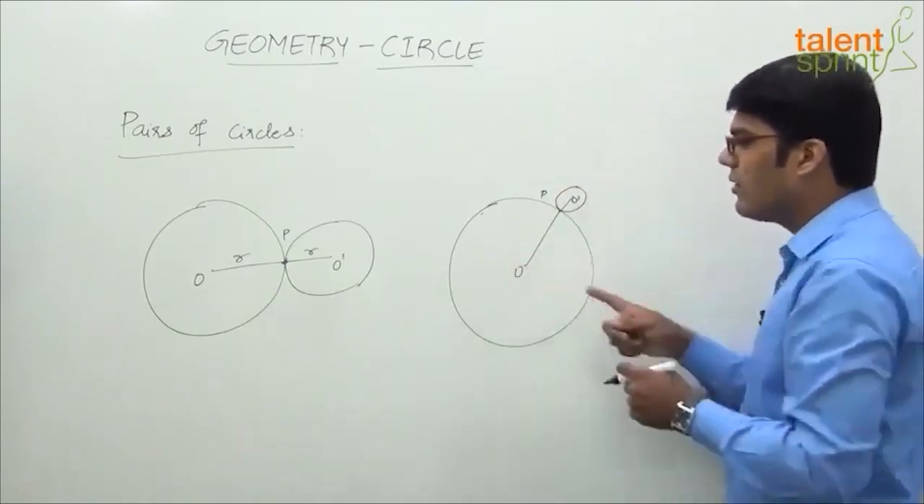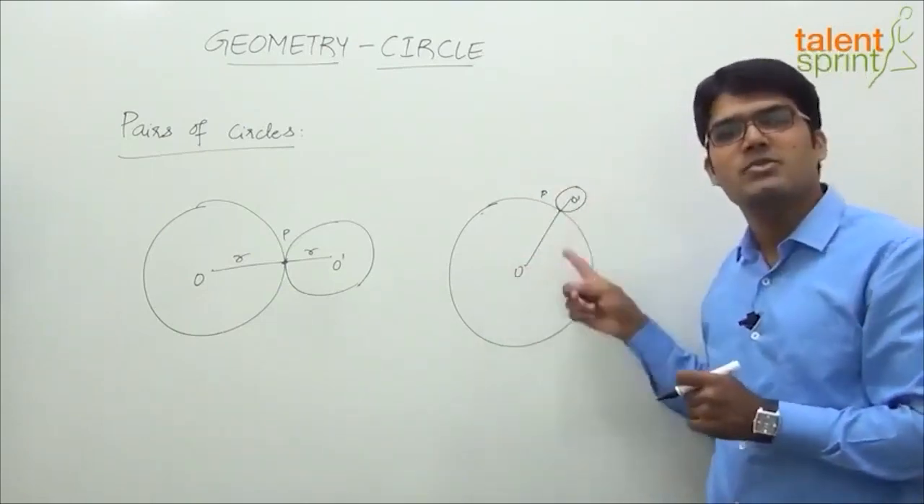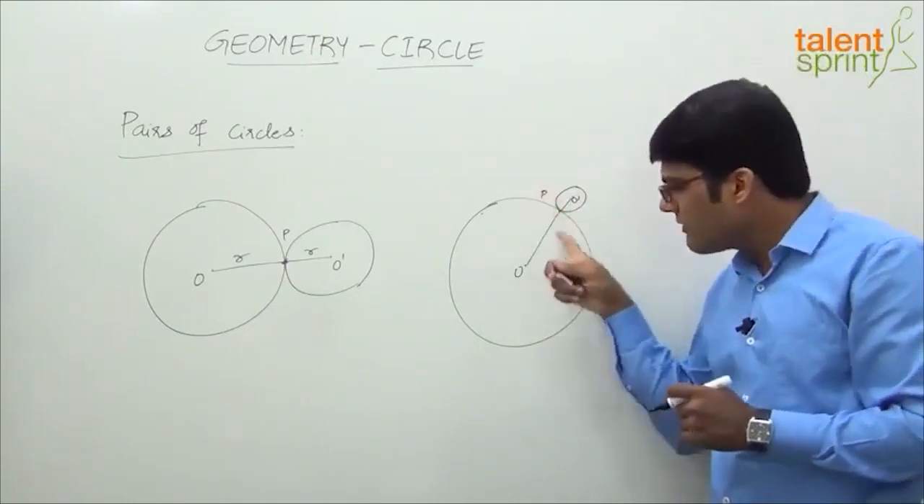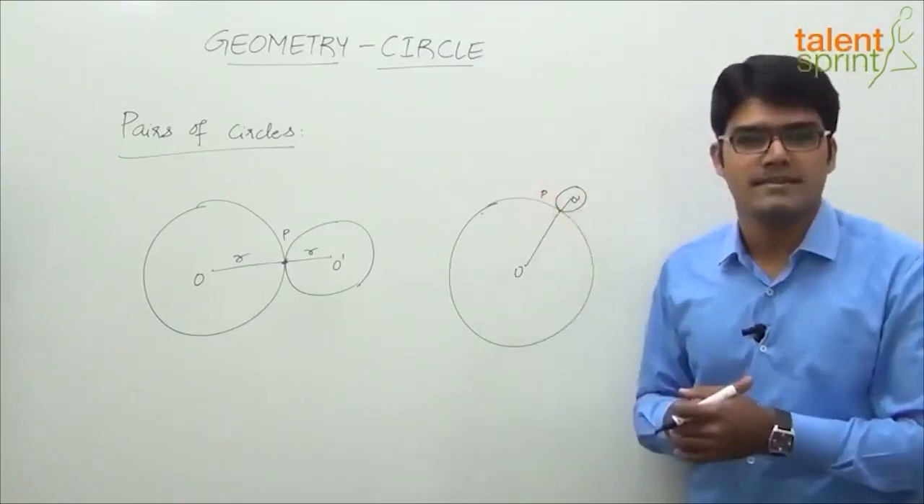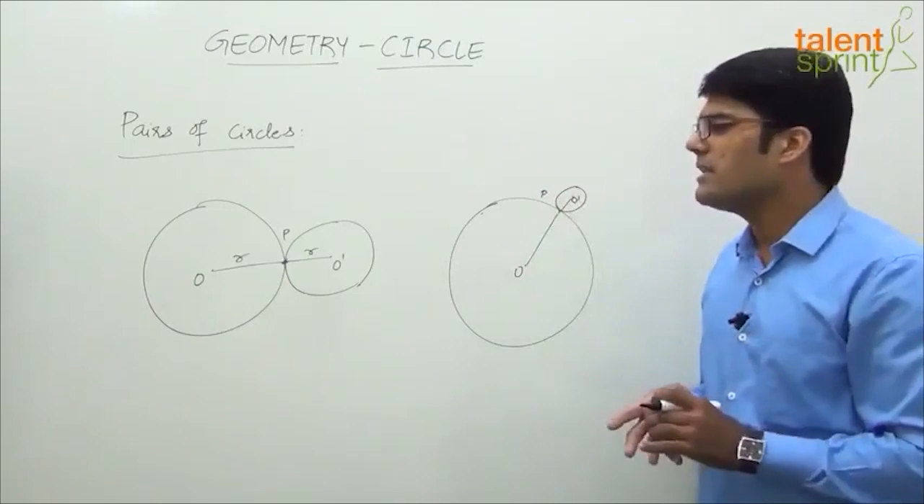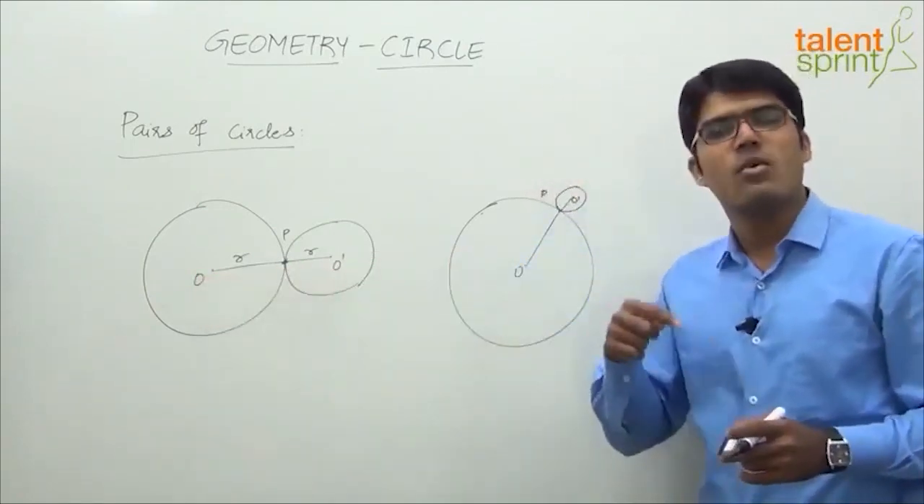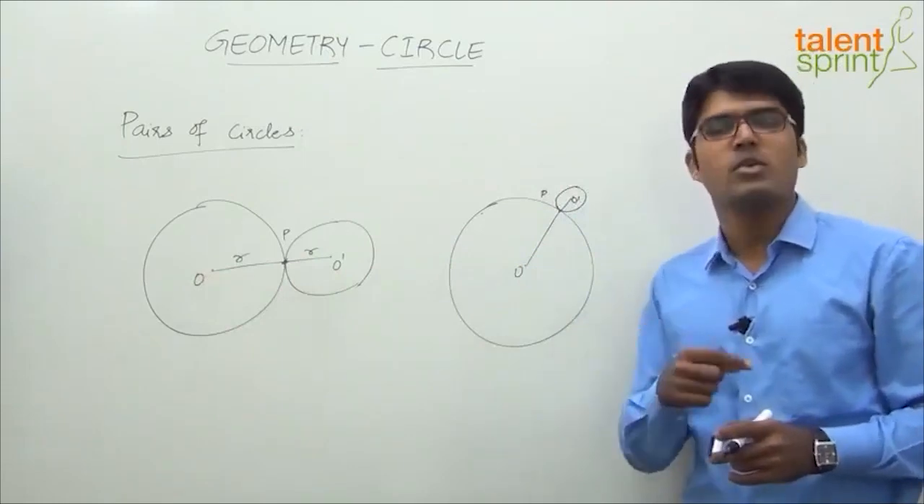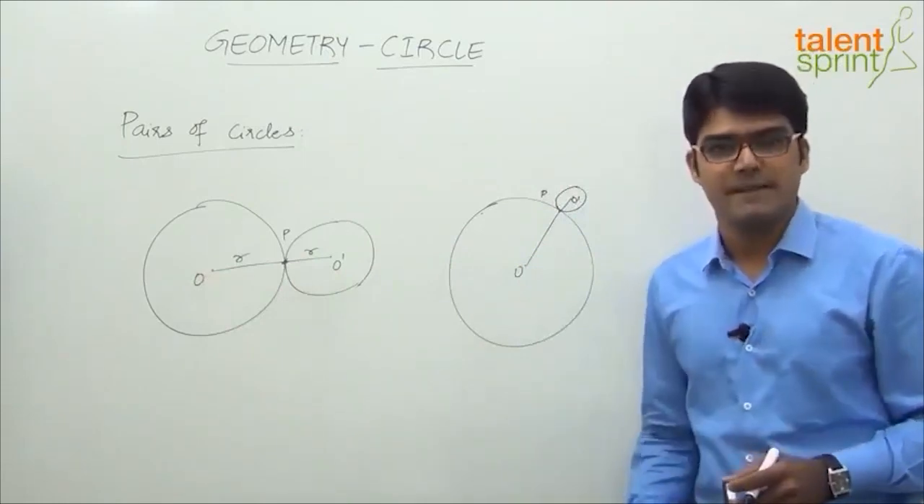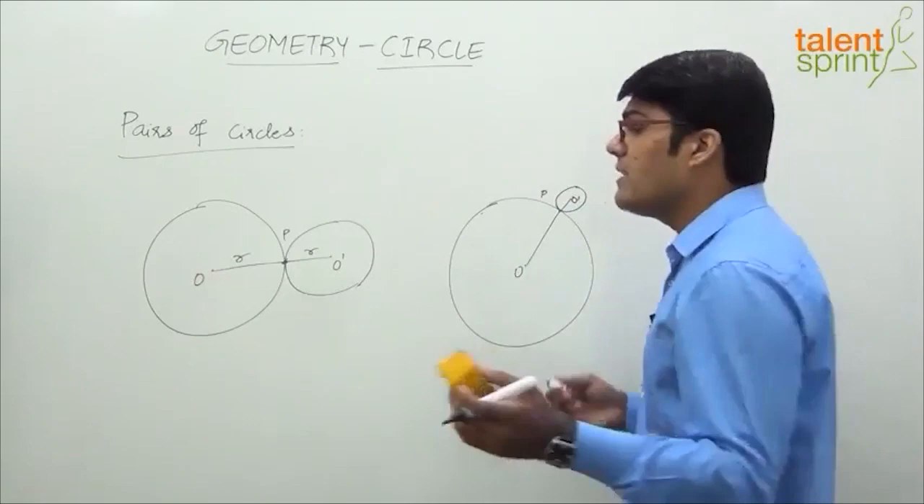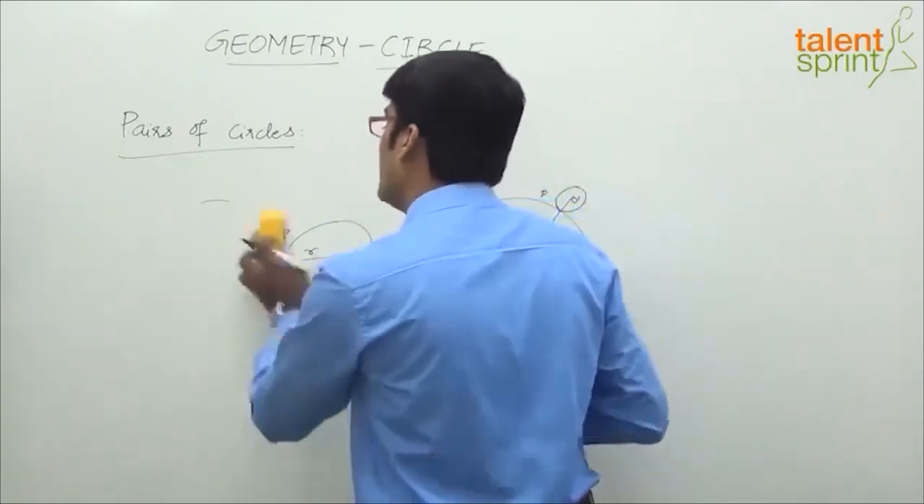So if you look at it now, O and O dash is the line joining the two centers, and the point of contact P always lies on the line joining the two centers. Alright, so just remember that the point of contact is collinear with O and O dash. Or we can say O, P and O dash, all these 3 points are collinear, which means they lie on the same straight line.